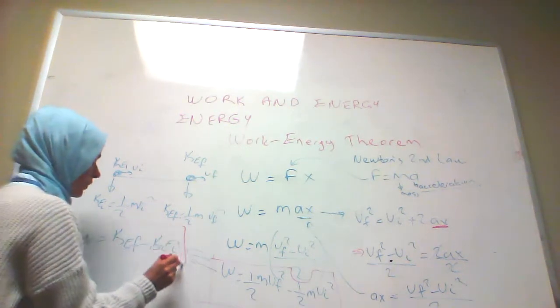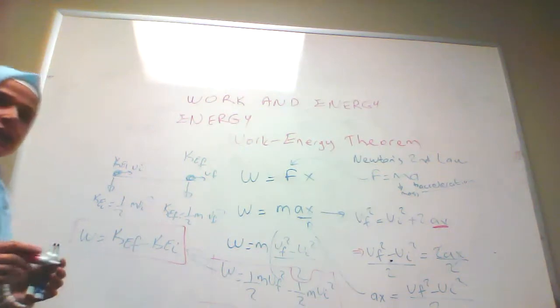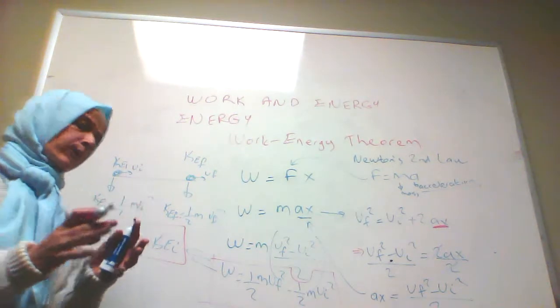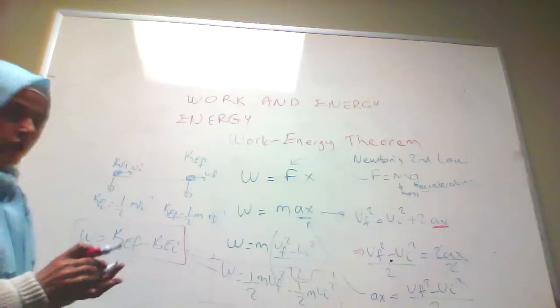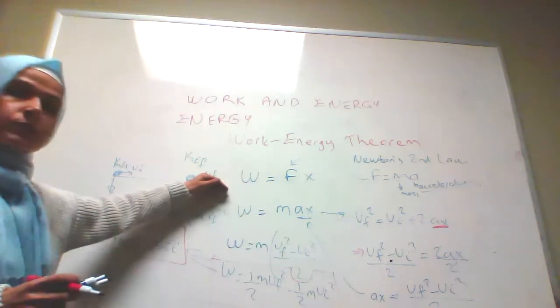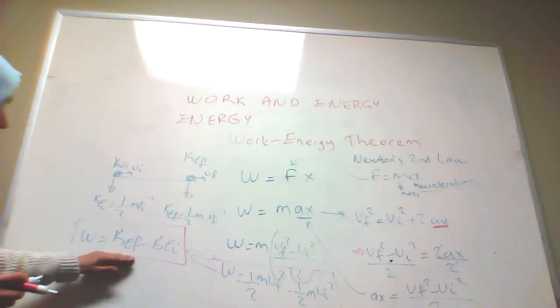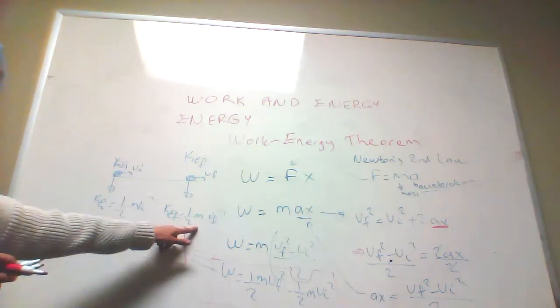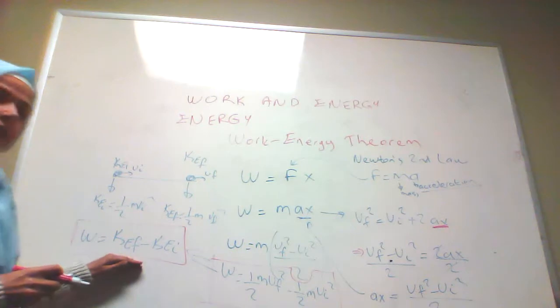And this is the work energy theorem. It tells us that the work done on a system is equal to the change in energy. If this object is accelerated, let's say, final velocity will be larger, right? Kinetic energy final will be larger, and we'll have a work done that is positive.